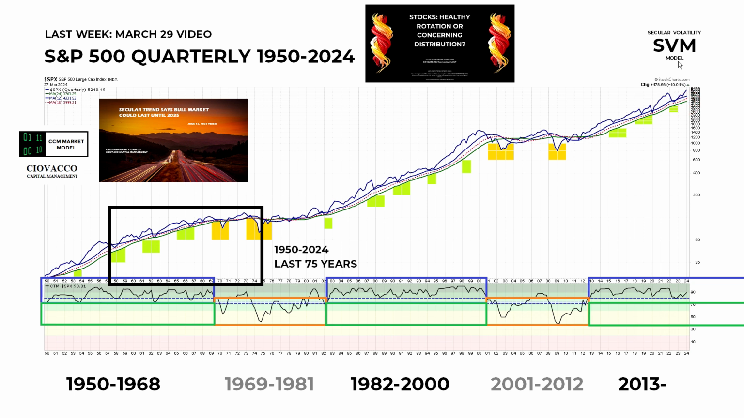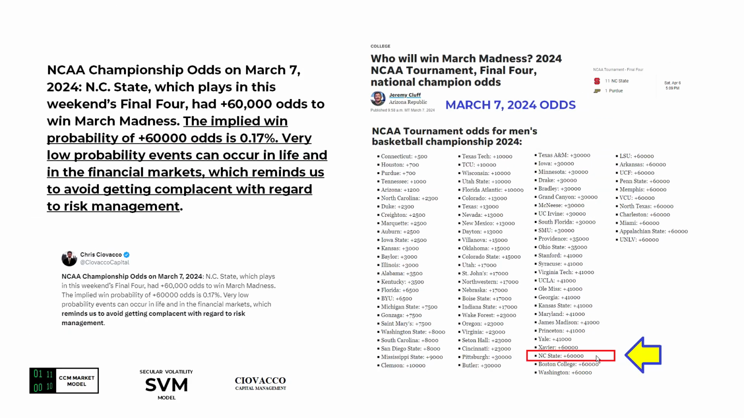And these concepts in the secular volatility model also have a very high probability of being helpful for many years to come, helping us differentiate between this type of market and this type of market. The fact that NC State had plus 60,000 odds back on March 7th before the NCAA tournament began, and the fact that they're still alive and will play in this weekend's Final Four, reminds us that low probability events can occur in life and in the markets.